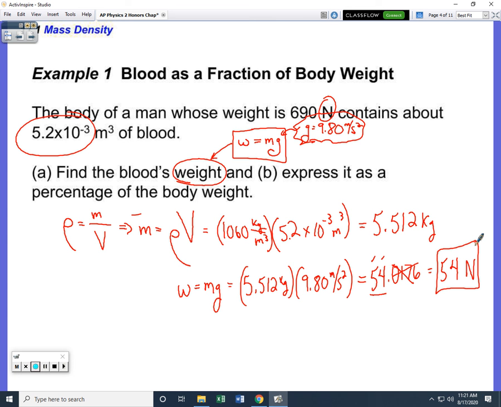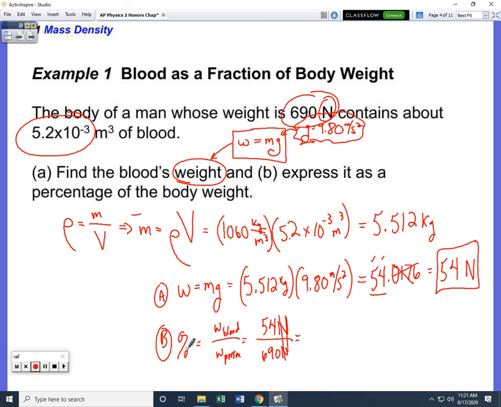So the weight of my blood is 54 newtons, and it says express this as a percentage of the body weight of this person. The person is actually 690 newtons. So if I want this as a percentage, they just want the weight of the blood divided by the weight of the person. So I take my 54 newtons and divide by my 690 newtons. Don't need those newtons in there.